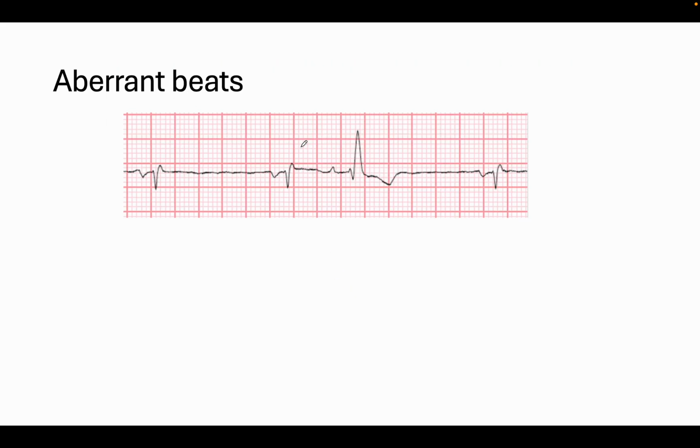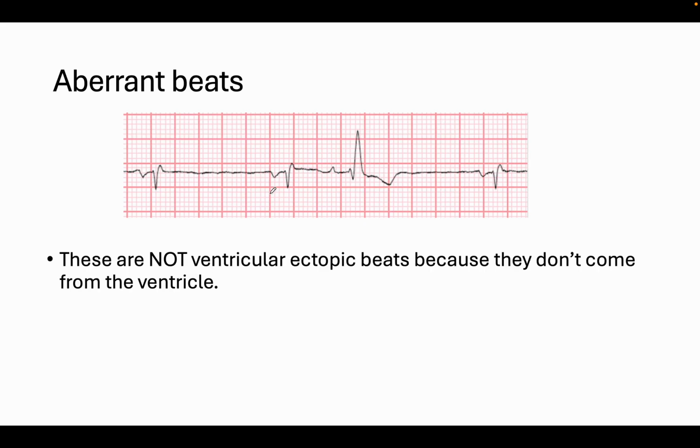So something to be aware of is something called an aberrant beat. With this example here, this might look like a ventricular ectopic because it's broad, it's a funny shape, it doesn't look like the intrinsic beat, it comes a bit early, and it's followed by a compensatory pause. This however, isn't a ventricular ectopic. This is something called an aberrant beat.